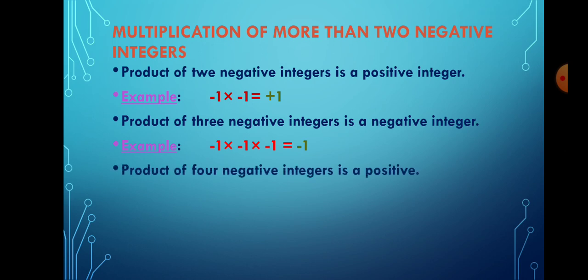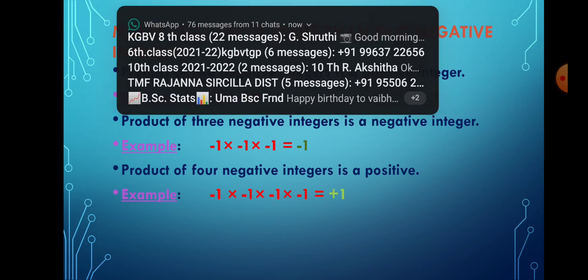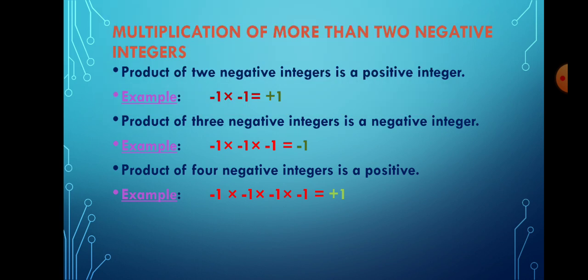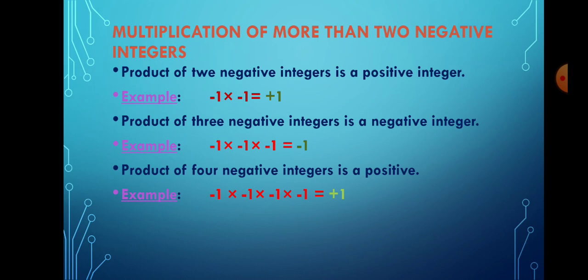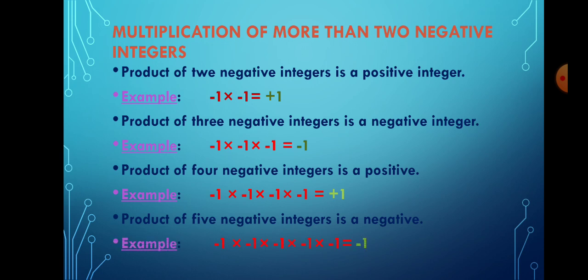Next, product of four negative integers is a positive. Example, minus 1 into minus 1 into minus 1 into minus 1. 1 ones are 1, 1 ones are 1, 1 ones are 1. So answer is 1. Minus, minus, minus, minus. How many negative signs are there? 4 negatives. The product of 4 negatives is always positive. Next, product of 5 negative integers is a negative. So again, 5 negative symbols, if we multiply 5 negative integers, we get a negative integer only.